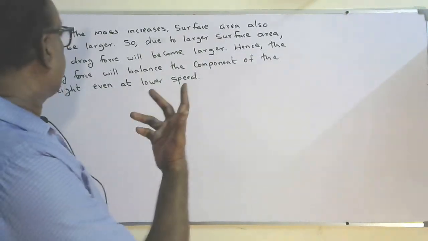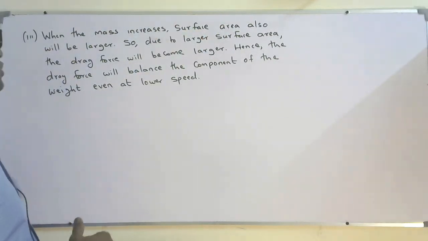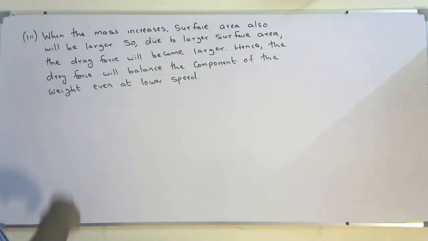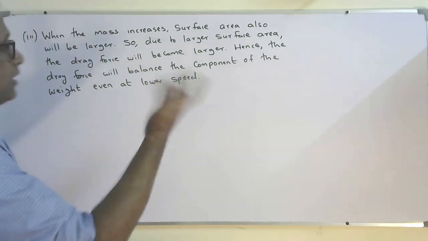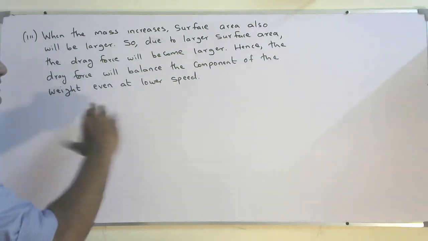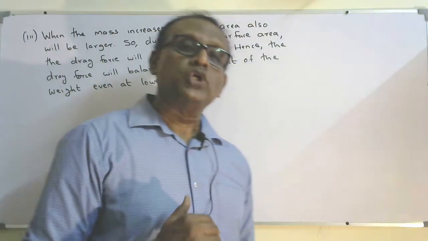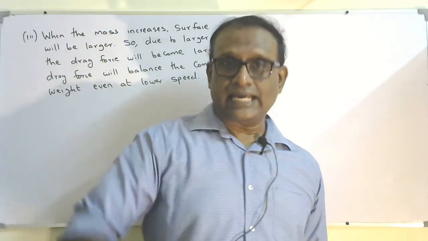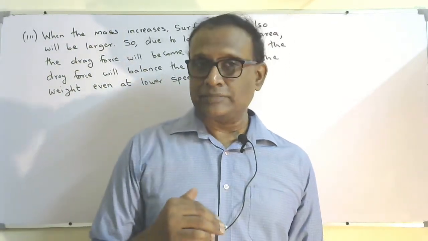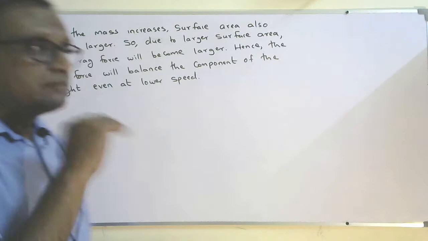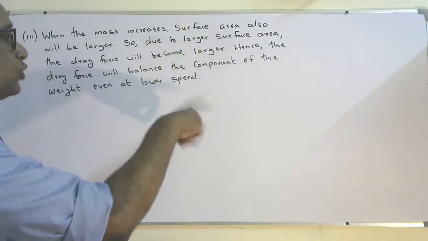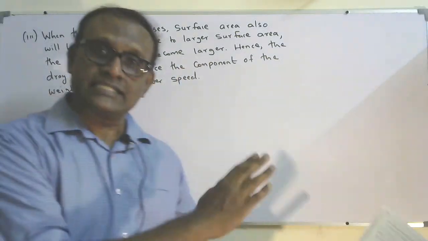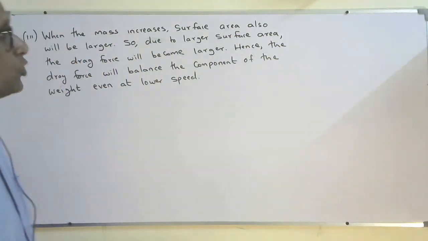Okay, so we can say like this: mass increases, surface area also will increase. So due to larger surface area, the drag force will become larger. So the drag force will balance the component of the weight. We earlier talked about how the athlete achieves the maximum speed or the terminal speed. So the component of the weight along the slope will be quickly balanced even at lower speed. So he won't be able to accelerate further. So the speed won't be higher.